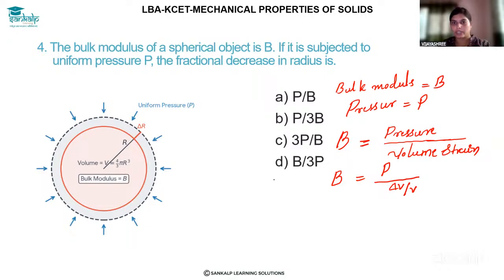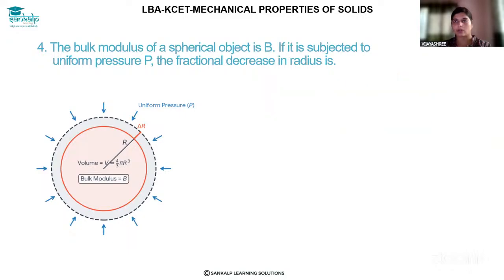Now if we rearrange this, what can we get? Delta V by V is equal to pressure divided by bulk modulus. Yes, pressure divided by bulk modulus. Let me go to the next slide. Okay, delta V divided by V is equal to pressure divided by bulk modulus.